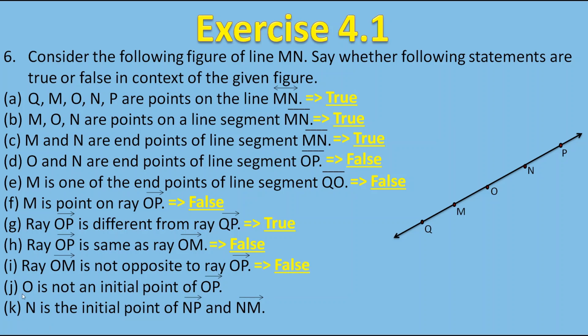O is not an initial point of OP. No, as they have given the name OP here. If they had given PO, then the initial point would be P. But here they have given OP, so the initial point is O only. Therefore, this statement is false. N is the initial point of NP and NM. See here, they have given NP, with N named first. Therefore, the initial point is N. Therefore, this statement is true.